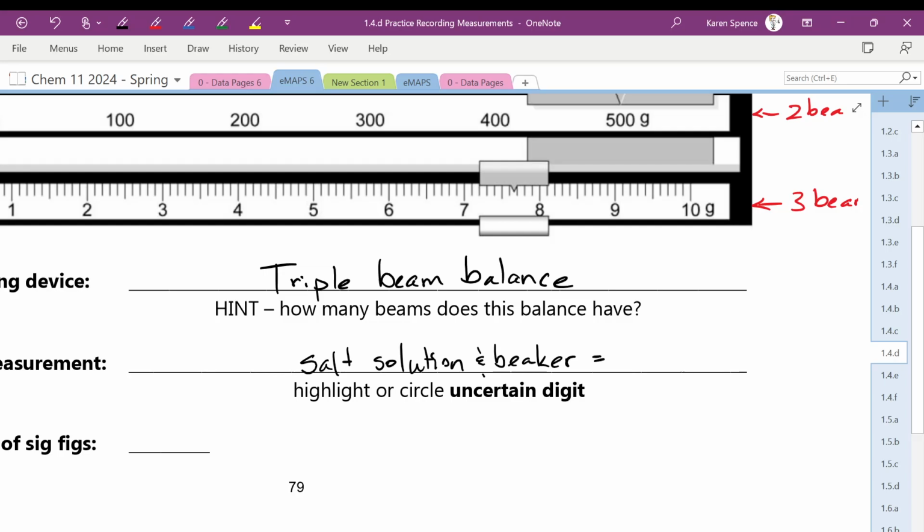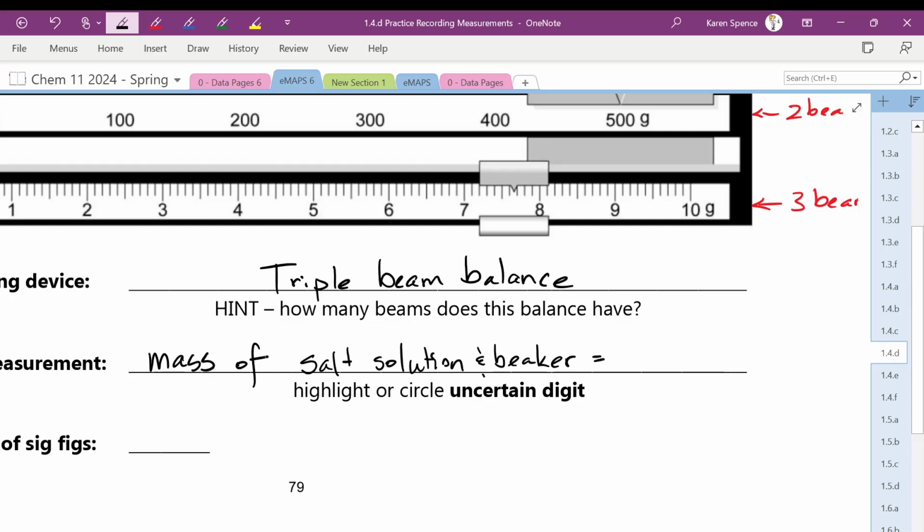Okay, so we have salt solution and beaker. What are we measuring about the salt solution in the beaker? Are we measuring the volume? Or are we measuring the temperature? What are we measuring? Mass. We're measuring the mass. So you would have to say mass of salt solution in beaker. Okay.